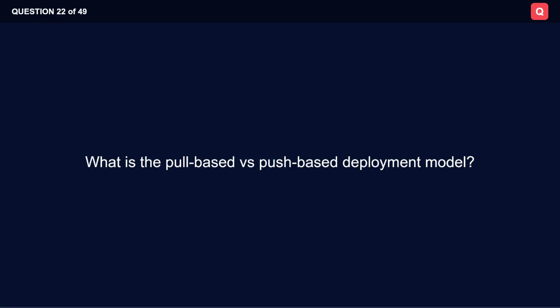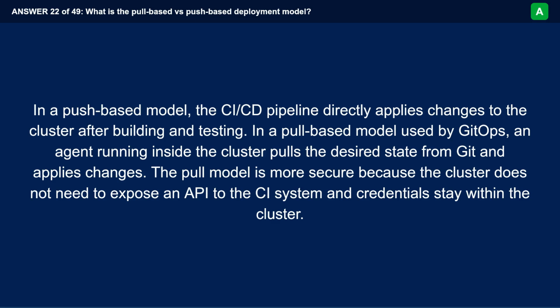What is the pull-based vs push-based deployment model? In a push-based model, the CI/CD pipeline directly applies changes to the cluster after building and testing. In a pull-based model used by GitOps, an agent running inside the cluster pulls the desired state from Git and applies changes. The pull model is more secure because the cluster does not need to expose an API to the CI system, and credentials stay within the cluster.